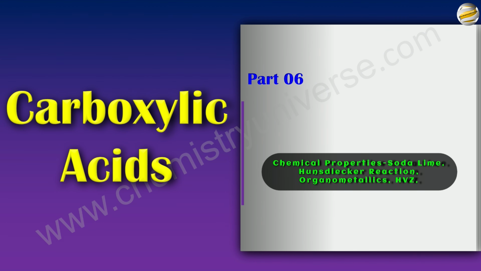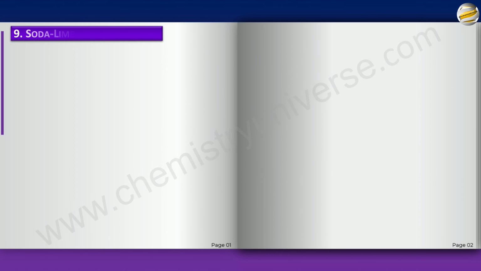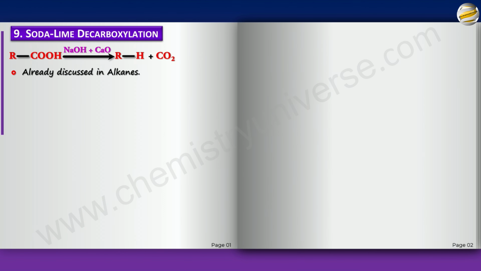All right. So obviously reaction number 9, because the last one was reaction number 8. First is soda lime decarboxylation. We've already done this in alkanes, if you remember. We had carboxylic acid reacting with NaOH and CaO, and you got RH and you got CO2. So that was the decarboxylation. CO2 goes off and you get an alkane, and we've already discussed this in alkanes.